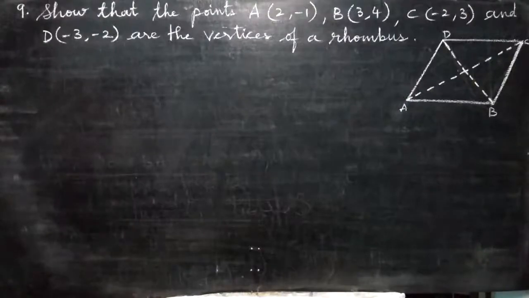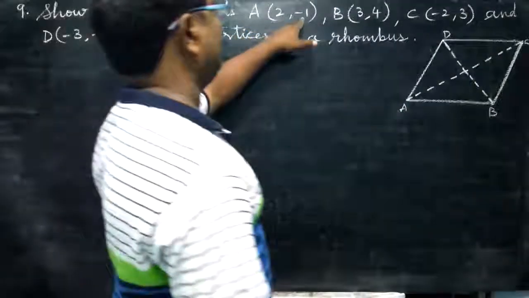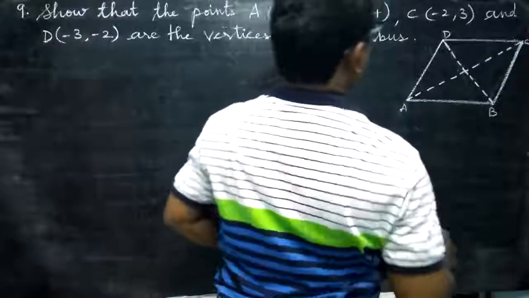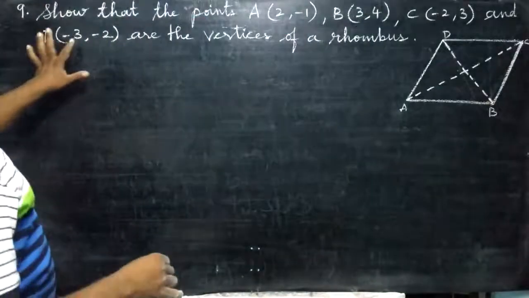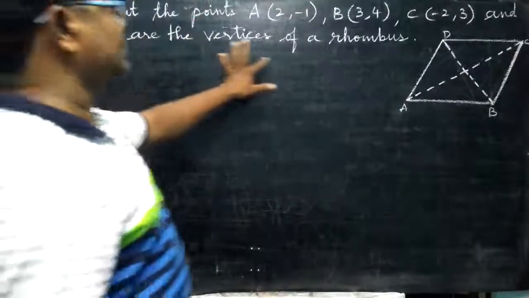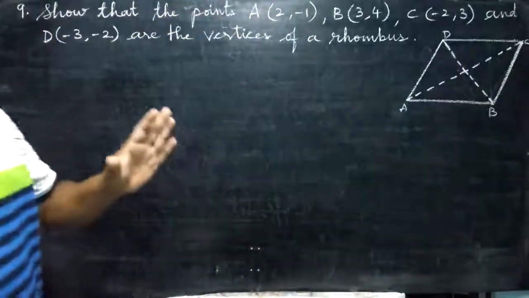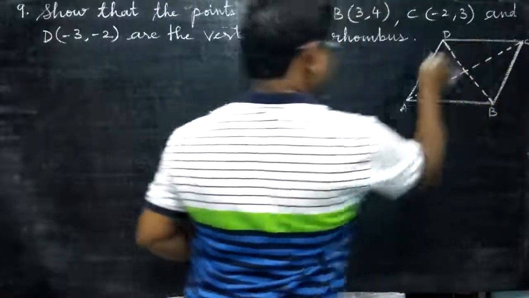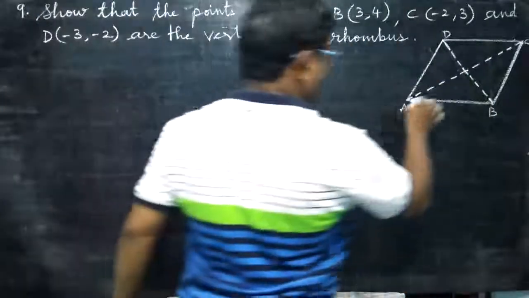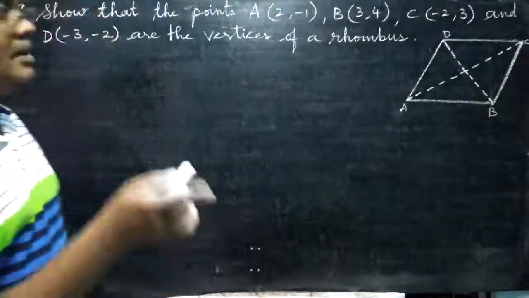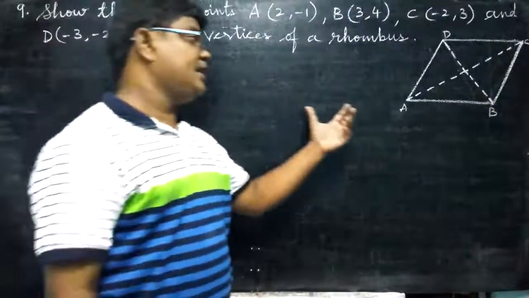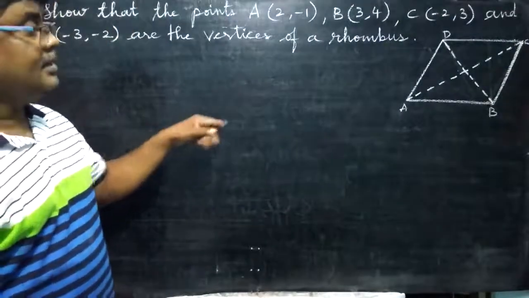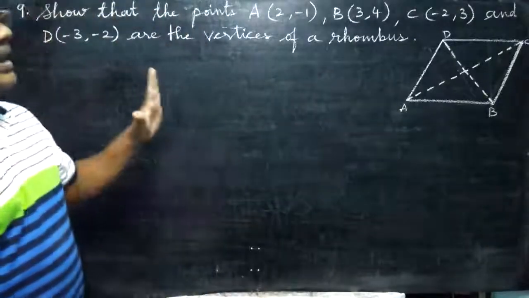Ninth problem. Show that the points A 2, -1, B 3, 4, C -2, 3 and D -3, -2 are the vertices of a rhombus. What are the properties of a rhombus? All sides are equal. AB is equal to BC is equal to CD is equal to DA. But diagonals are not equal. If diagonals are equal, it will become a square. The difference between a square and a rhombus is, in a square, all sides are equal, diagonals also equal. In rhombus, all sides are equal and diagonals are not equal.